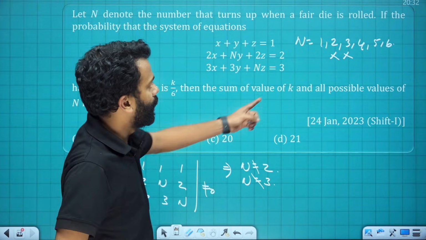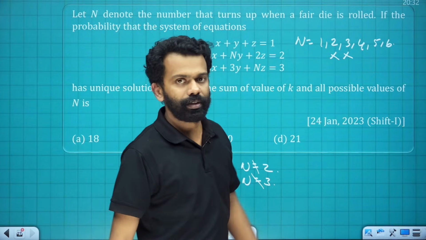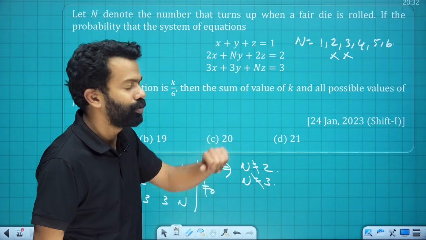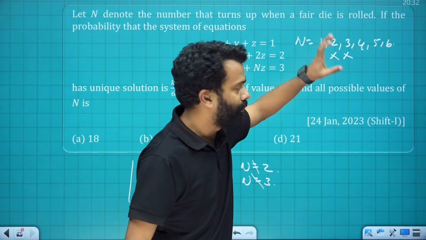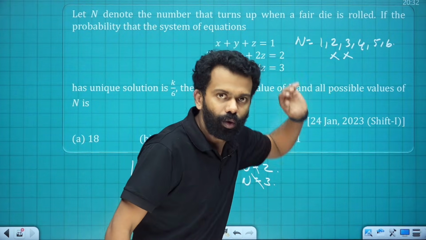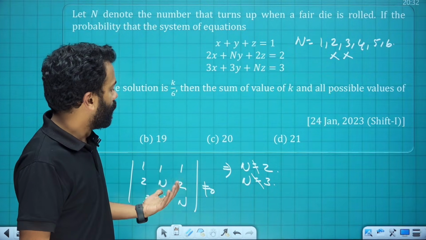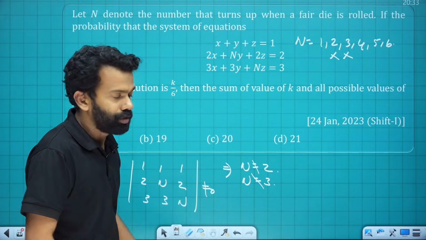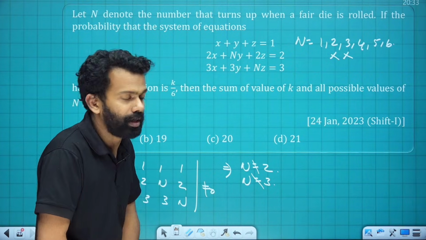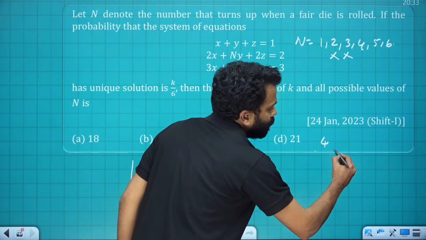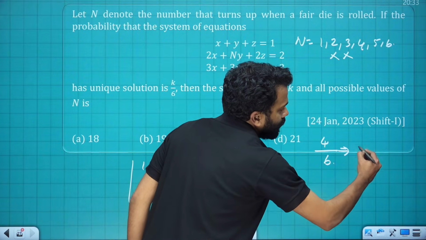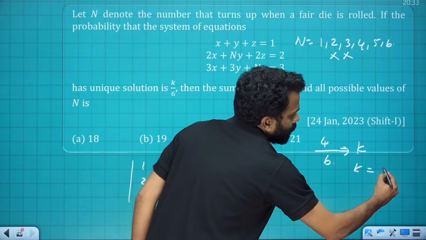So n can take the values 1, 4, 5, 6. So what is the probability of getting any of those 4 values? Only if n takes one among the 4 values 1, 4, 5, 6 does the system of equations have a unique solution. To have any one among the 4 values, the corresponding probability will be 4 by 6. So equating that, what is k? k is equal to 4.